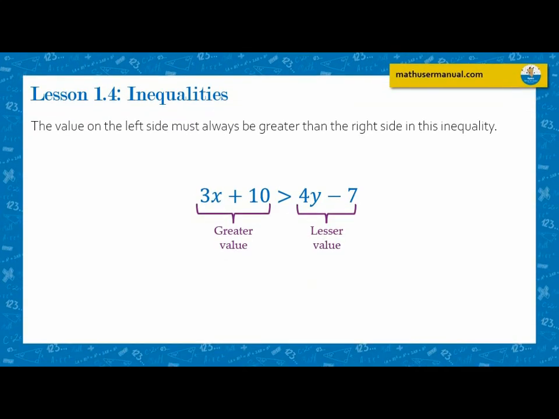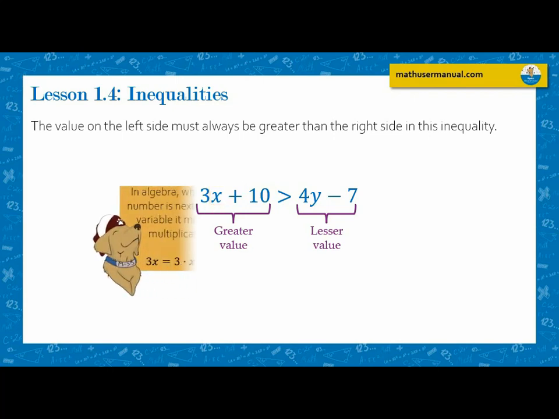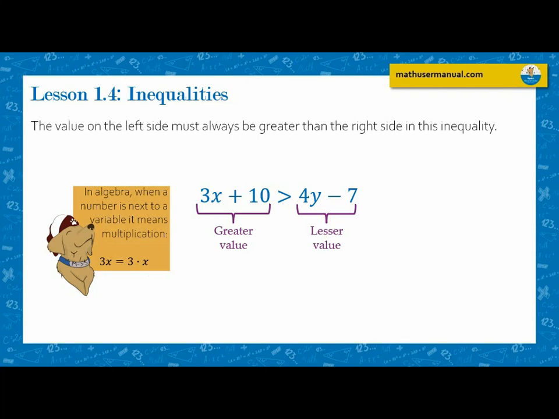But same as we did with equations, let's put it into perspective by replacing the value of x for a number. Any number we want. Let's replace this x. One more time, yes, this is a very important reminder that in algebra, when a number is next to a letter, that means multiplication. 3x is the same as 3 times x. Let's replace the x for a 5. So 3 times 5 is 15 plus 10. This is equal to 25.